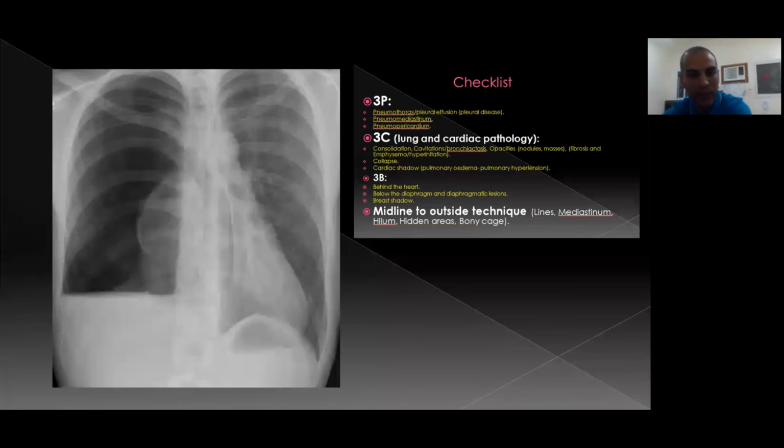I think Dr. Ali is here with us. Yes. This is a chest X-ray AP view for the patient, and we have here the checklist. You can go one by one until you find the abnormality. Okay. Let's start with 3B.